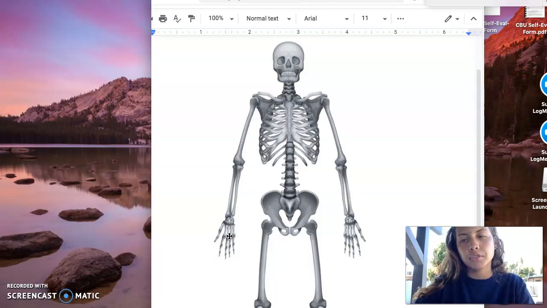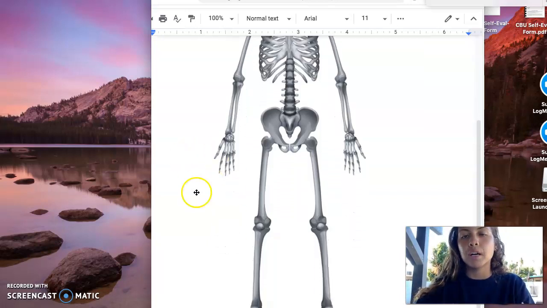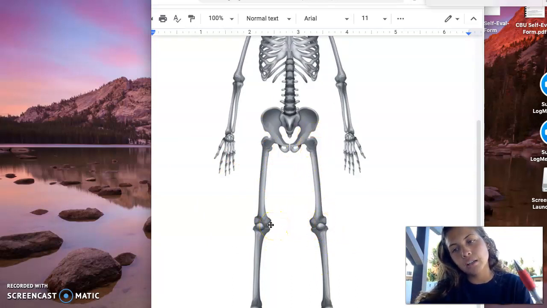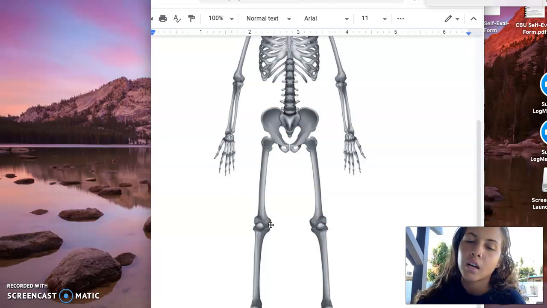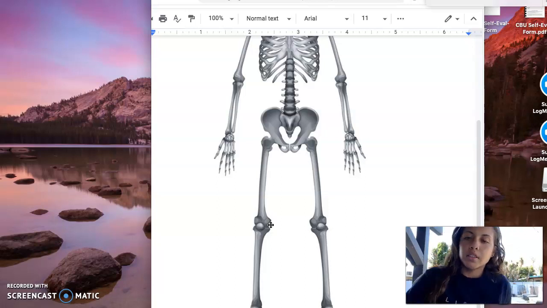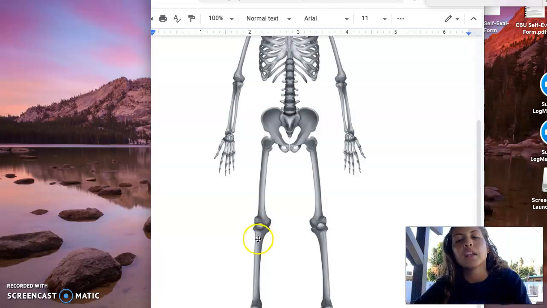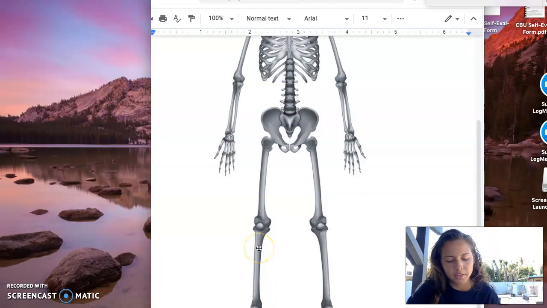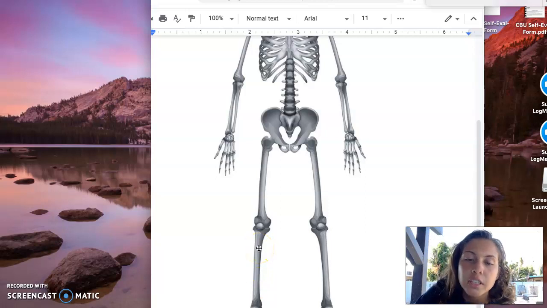If you scroll down, you have the biggest bone in your body, which is your femur, and I already said that's one of your long bones. Connected to that is your patella, which is your knee. This bone is considered to be a sesamoid bone. Then you have your tibia, this long bone down here, right in front of your shin.